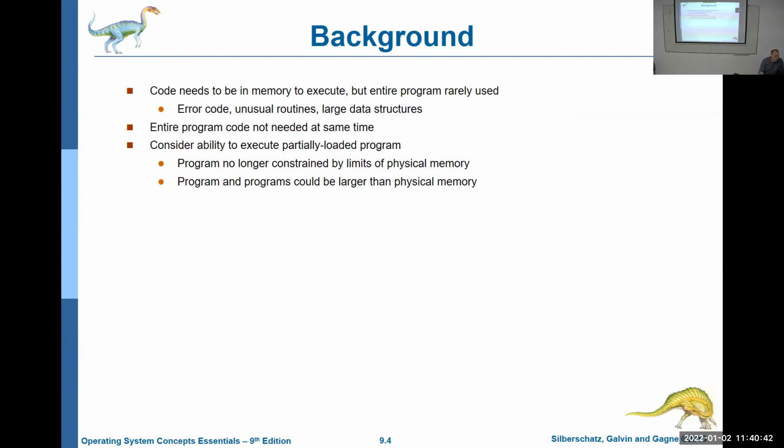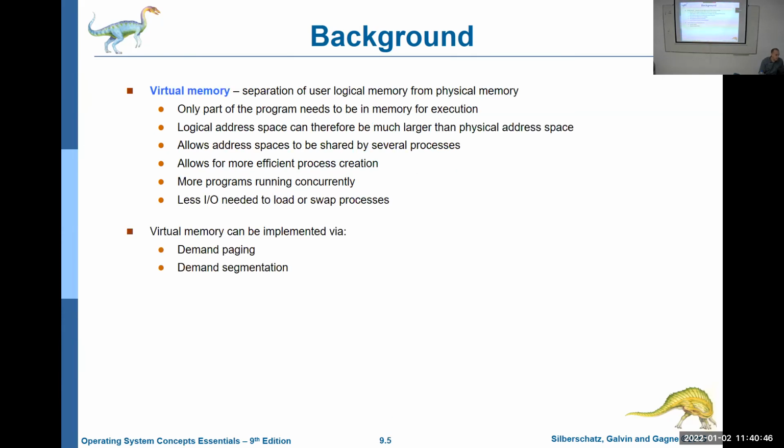That's what it says here. Programs could be larger than physical memory. So virtual memory is the separation of user logical memory from physical memory. Only part of the program needs to be in memory for execution. Logical address space can be much larger. It allows address space to be shared by several processes, and allows more programs to run concurrently. Because you have the same memory, but if you have, let's say, a program that needs 9 gigabytes and another program that needs 9, normally if I had 16 gigabytes of memory, I could only have one of those programs.